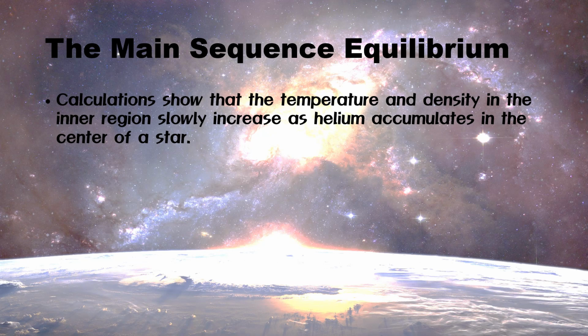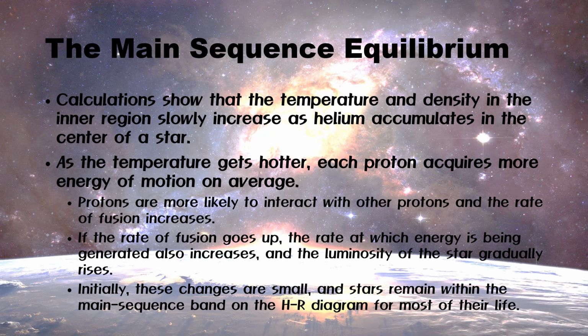Now, the calculations show that the temperature and density in the inner region are going to slowly increase as the helium accumulates within the center of a star. As the temperature gets hotter, each proton acquires more energy of motion on average. Protons are thereby more likely to interact with other protons, and our rate of fusion is going to increase. Now, if the rate of fusion goes up, that means the rate at which energy is being generated is also going to increase, and the luminosity of the star is going to gradually rise because, again, we have more fusion, which is making more energy.